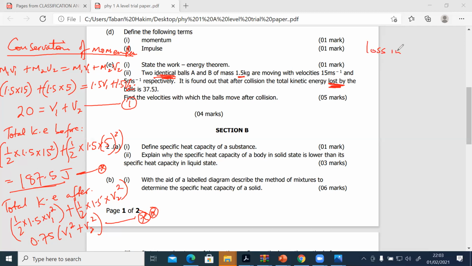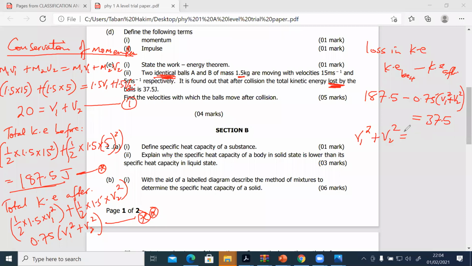So the loss in kinetic energy is equal to the kinetic energy before minus the kinetic energy after. And what is this one equal to? It is the same as 187.5 minus 0.75 times V1 squared plus V2 squared. Everything there is equal to 37.5. So meaning therefore that our V1 squared plus V2 squared will be equal to... simplify that.